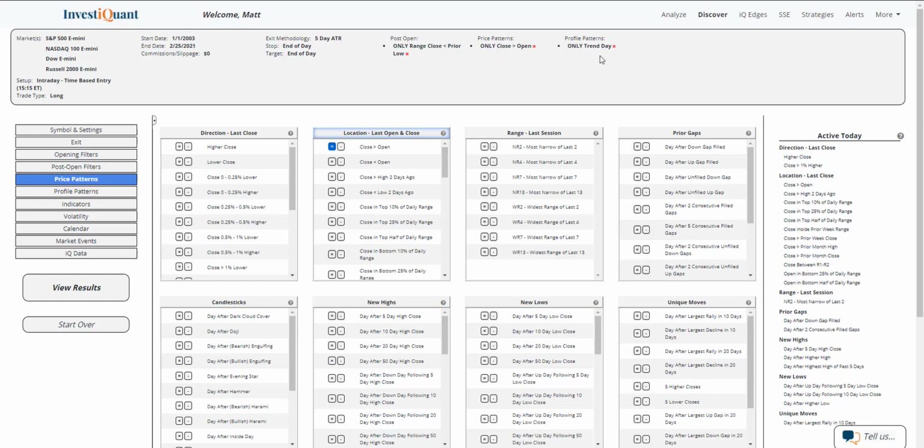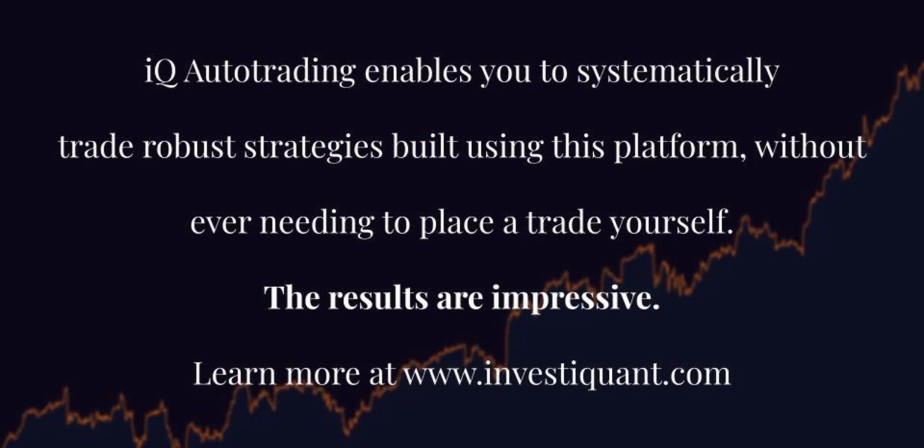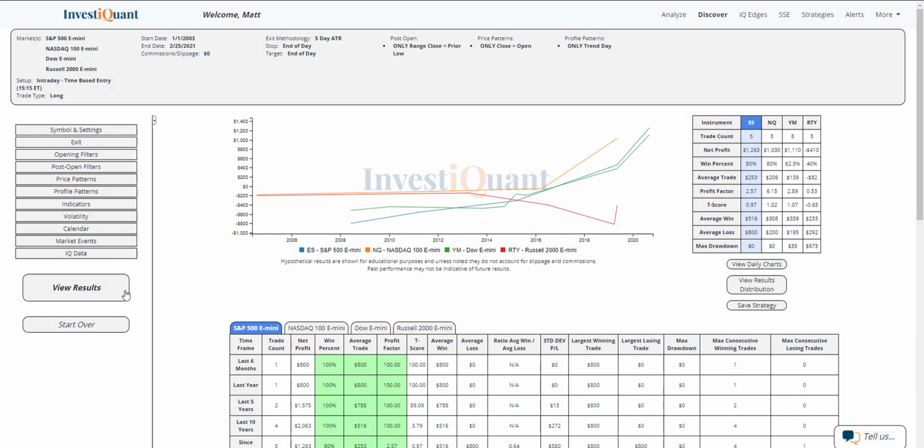All right, so this is all I'm going to add. I'm not even going to add any moving averages or anything, because this is such a rare pattern that I don't want to lose any samples. So we'll look at what has happened following this pattern as I click View Results. And here we go. This is extremely rare.